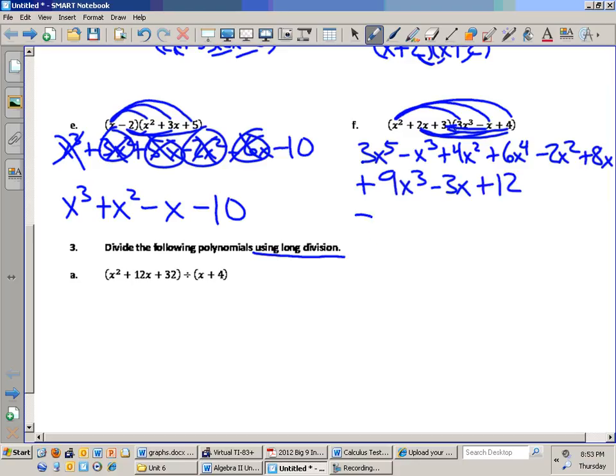You don't have to combine like terms. I only have the single x to the fifth term. That one's done. I only have a single x to the fourth term. That's 6x to the fourth.